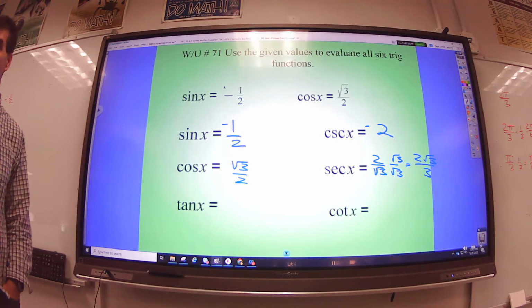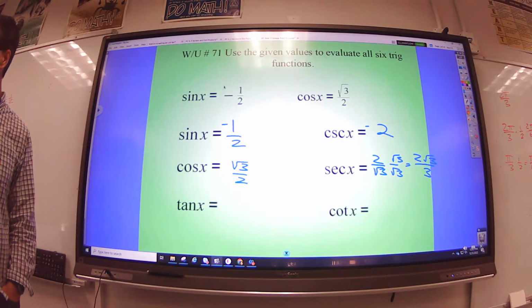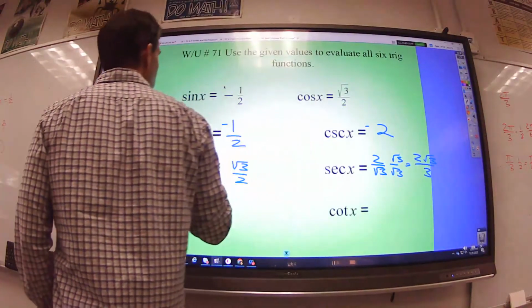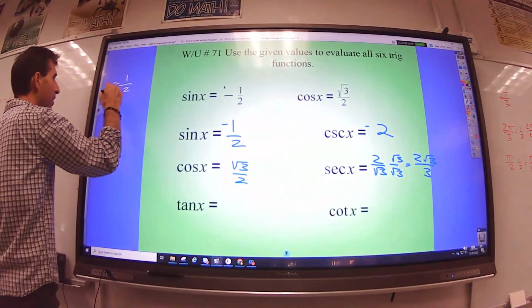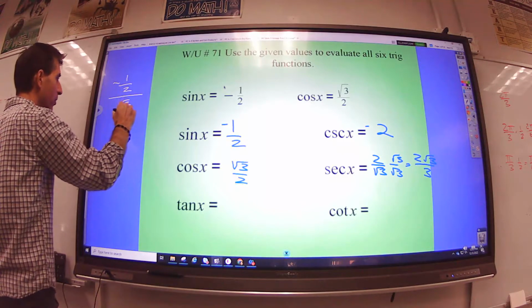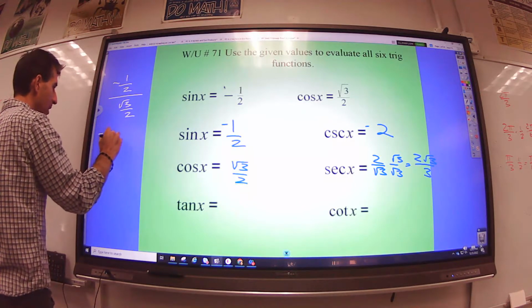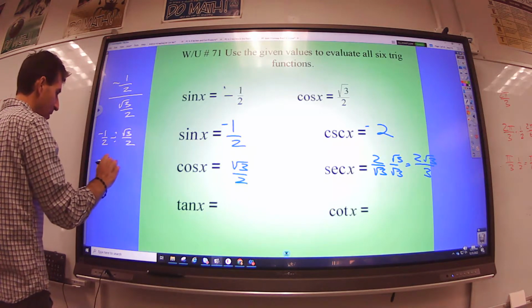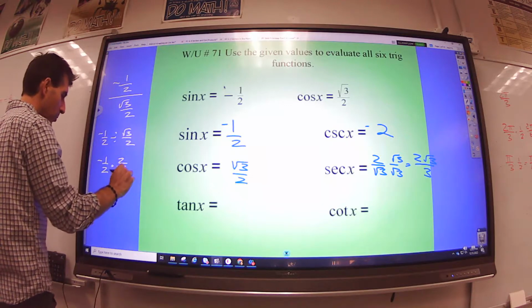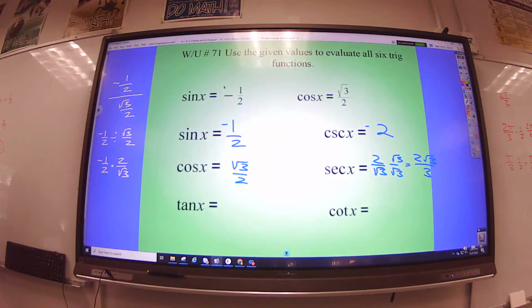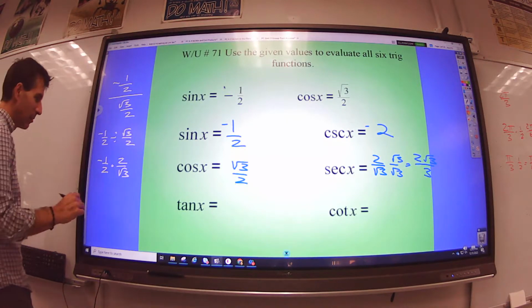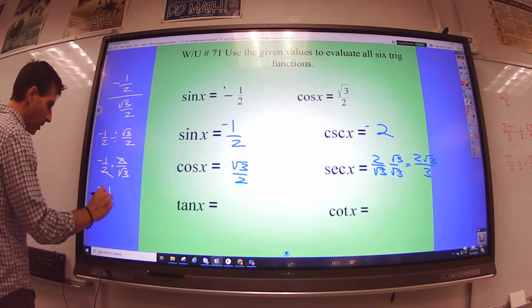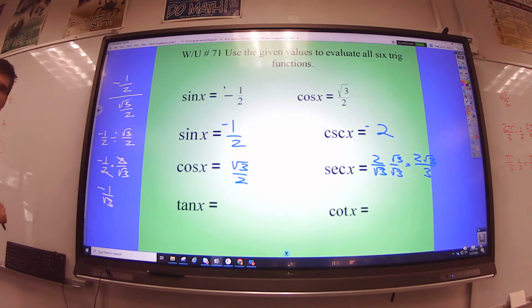Tangent of x, that's the quotient identity, which is sine over cosine. So I am going to do that over here, which is -1/2 over √3/2, which is -1/2 divided by √3/2, which is -1/2 times 2/√3. Is that too fast for you guys? I know we've done this a million times, so you're probably cool with that. Look at the negative, the 2's cancel out, so it's -1/√3. Let's keep that in mind.